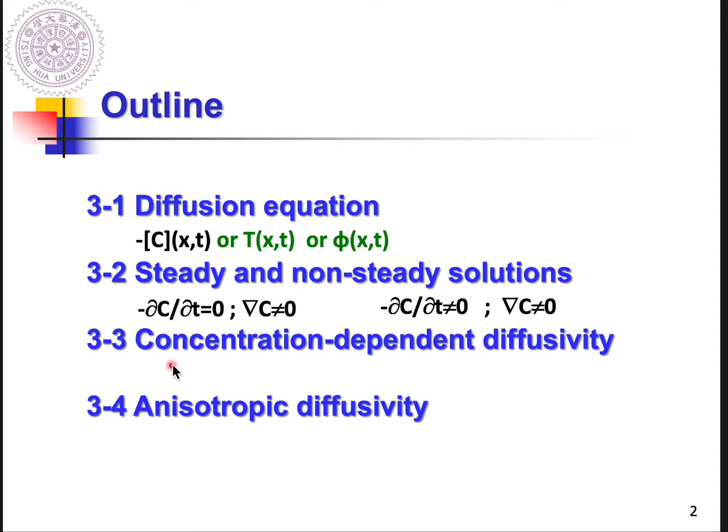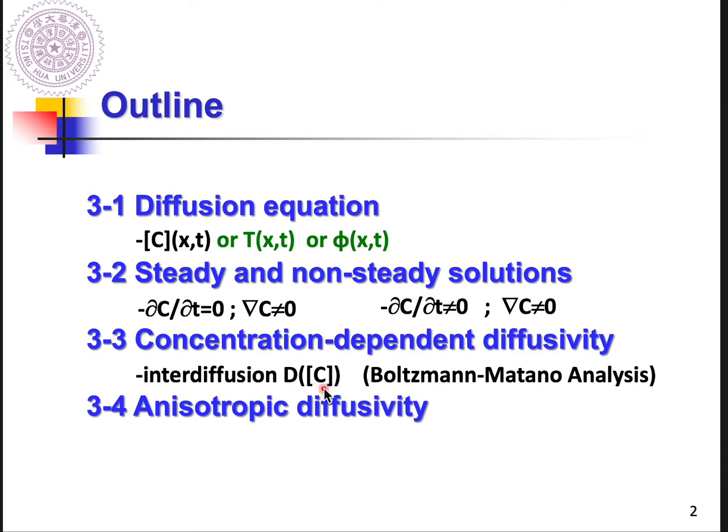And in the third part, we are going to tell you about real cases. Usually the diffusivity is not a constant. Usually the diffusivity changes with the concentration of diffusing atoms. So how do we calculate the diffusivity?